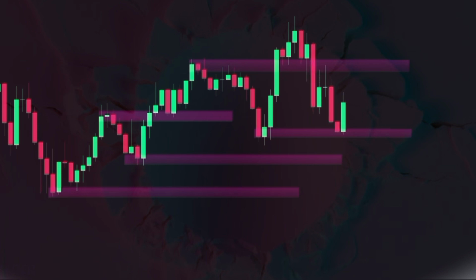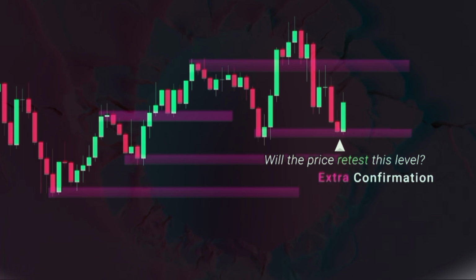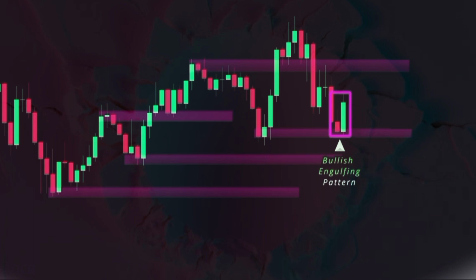So let's see what happens to the price. Alright, so we can see that the price made a pullback and entered a demand zone right here. So now we're looking to see if the price retests this level. And to do that, we need to wait for extra confirmation. And in this case, we can actually spot a bullish engulfing pattern, which is a candlestick pattern where a red candle appears, followed by a larger green candle that engulfs the previous candle. This confirms that there is bullish momentum as price touches the demand level.